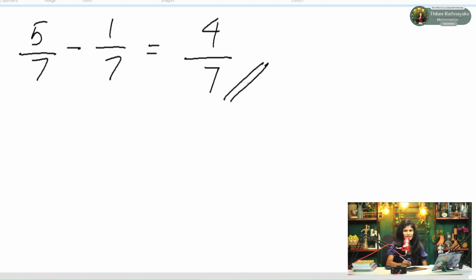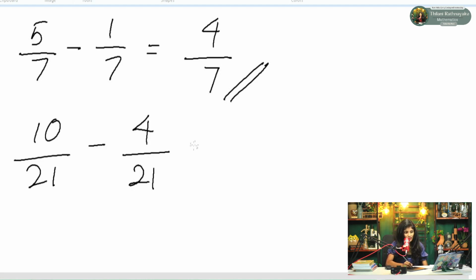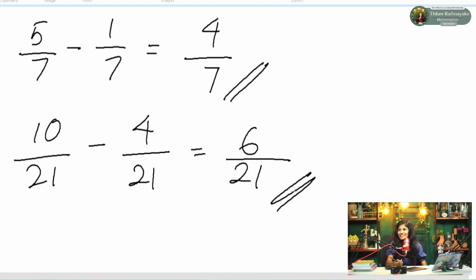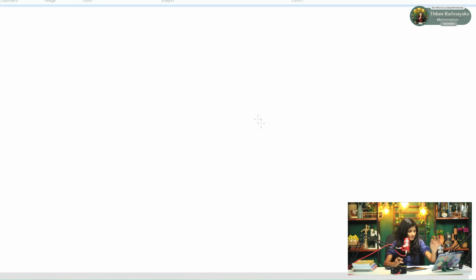So I will do a similar example again, that is 10 over 21 minus 4 over 21. Okay, so again the denominator is common, right? So what is the common denominator here? Yes, that is 21. Then 10 subtract 4. Now what is the answer? Yes, that is 6. Okay, so this is the final answer. That is very easy. So we will move to the next type in subtraction of fractions.